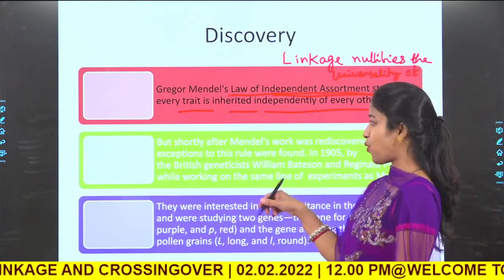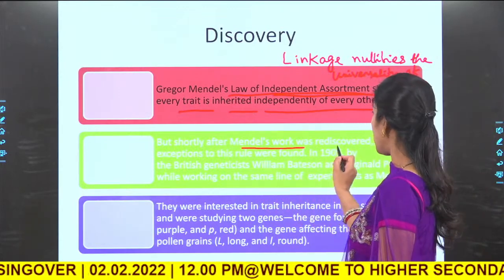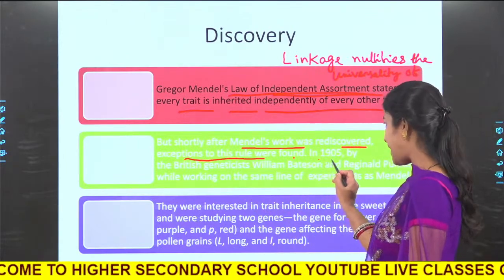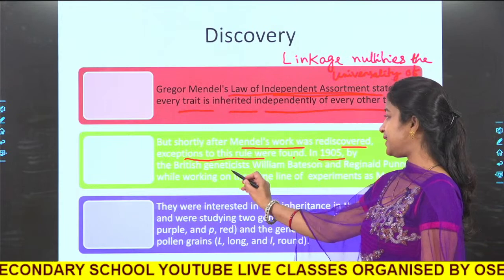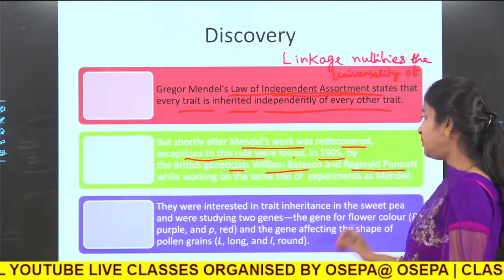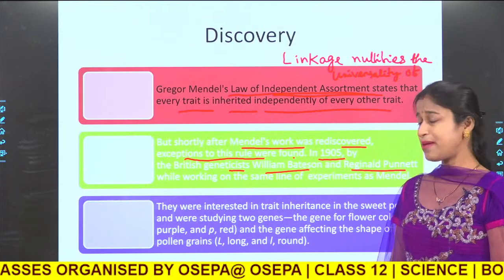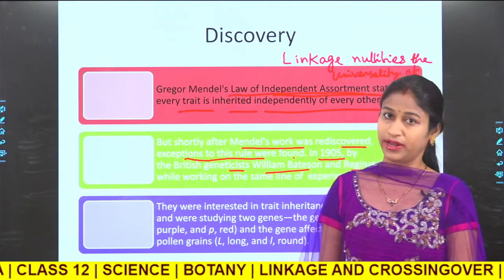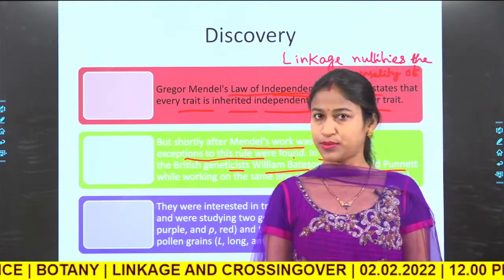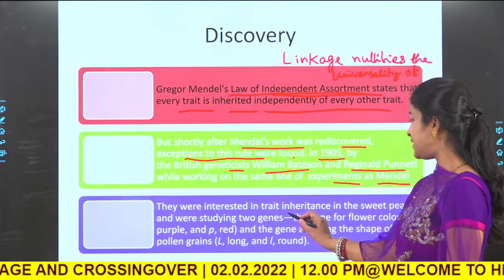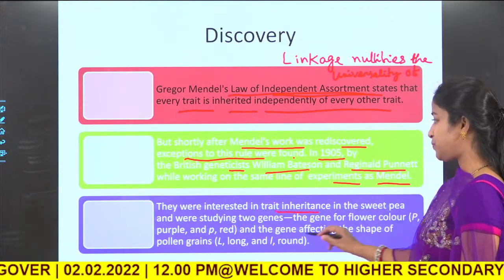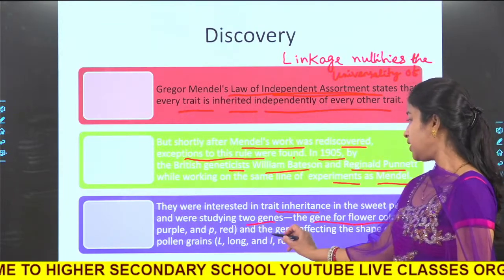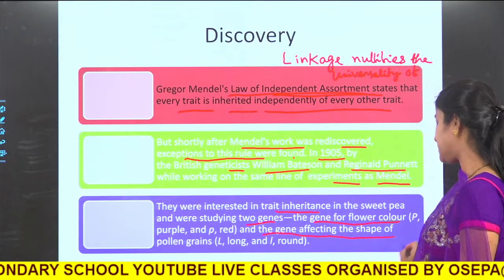Shortly after Mendel's work was rediscovered, exceptions to this rule were found. In 1905, the British geneticists William Bateson and Reginald Punnett, while working along the same line of experiment as Mendel, discovered the concept of linkage, although they could not explain it. They were interested in trait inheritance in the sweet pea and were studying two genes: one for flower color, the other affecting the shape of pollen.